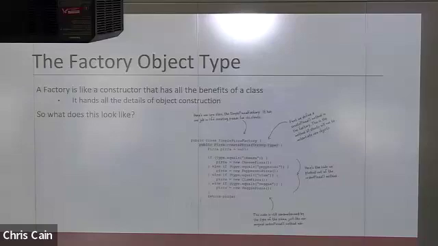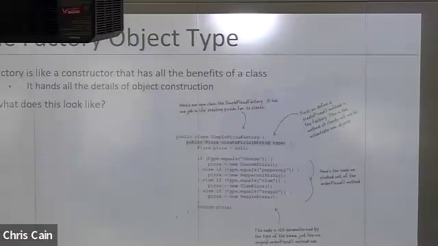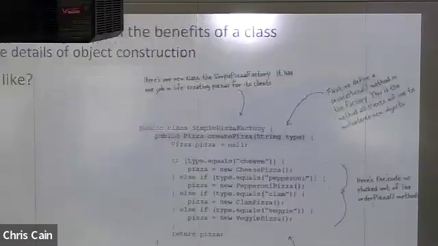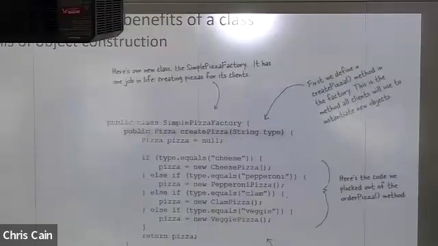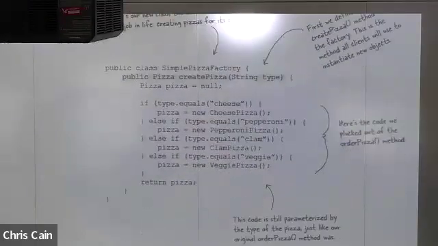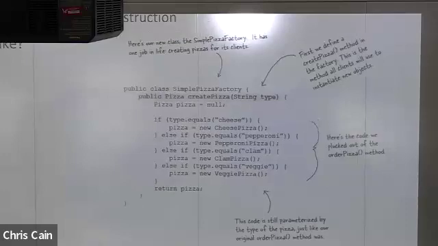So here is a simple pizza factory. Just a little bit more. Good enough. Not good enough. There we go. So its entire purpose is just to make pizzas. We need a create pizza method within this class. And here we have our large if else block.